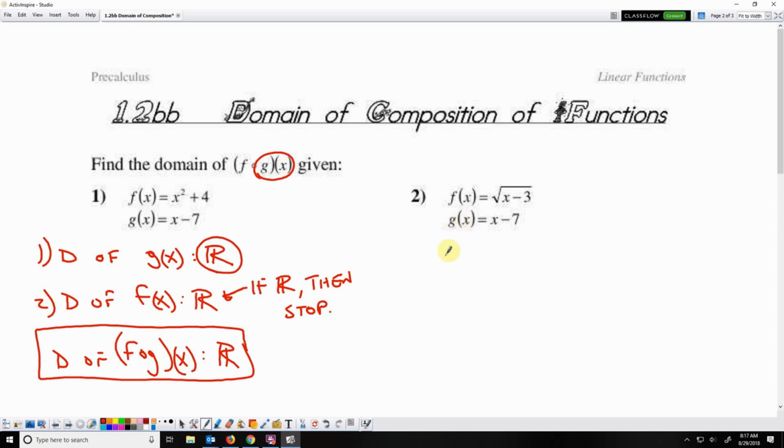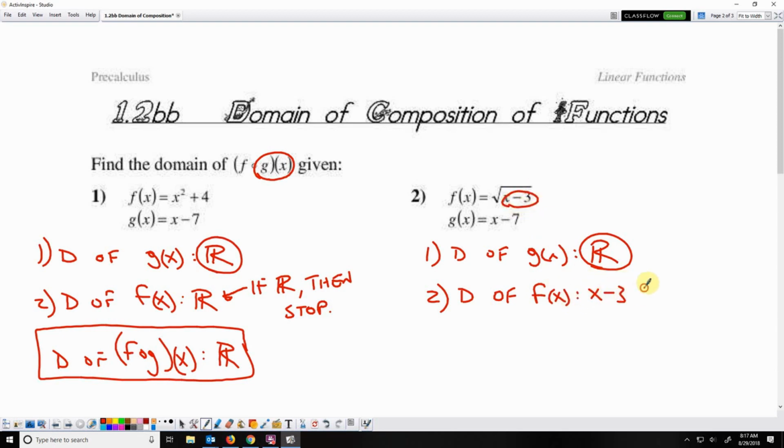On number 2, once again, the inner function is g of x. Domain of g of x. And I do not have a variable in a denominator or a radical. So that is all real numbers. And I'm going to circle that because I'm going to use it in my final answer. For f of x, there's a variable under a radical. And what's under a radical cannot be negative. So this right here, this x minus 3, has to be greater than or equal to 0. I'll move that over, so x has to be greater than or equal to 3.